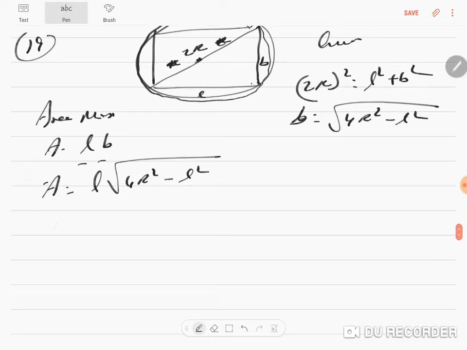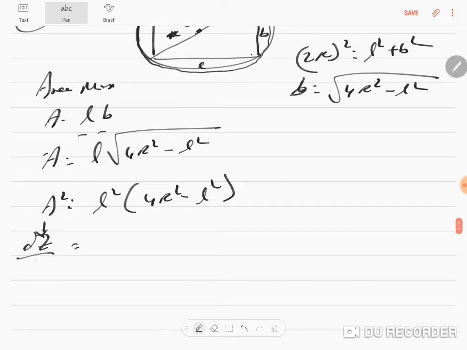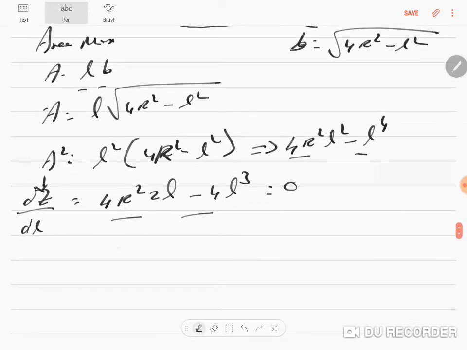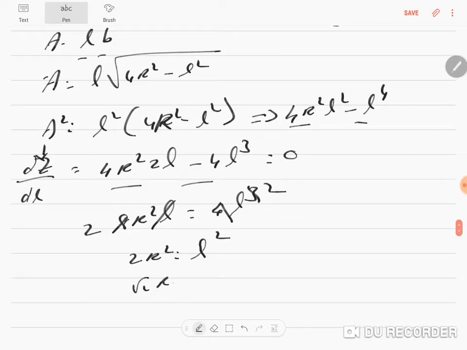In maxima and minima, you are allowed to square both sides and differentiate. So L square into 4r square minus L square. You can call this Z, and differentiate dZ with respect to dL, because r is a constant. What is given to you is a circle, so take it inside: 4r square L square minus L to the power 4, and then differentiate. 4r square is a constant into 2L, minus 4L cube is equal to 0. So this becomes 8r square L is equal to 4L cube. L and L square add up, 4 and 8 is 2, so 2r square is equal to L square. Thus root 2 r is equal to L.